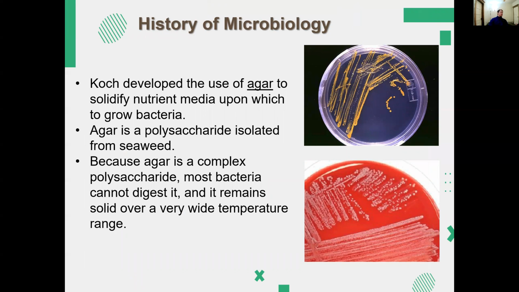Just going back to some other important things about the history of microbiology. Koch developed the use of agar to grow bacteria. Agar is a polysaccharide isolated from seaweed. It's a very complex polysaccharide, so most bacteria cannot digest it, and it remains solid over a wide variety of temperatures. So it's a very, very good growth medium.